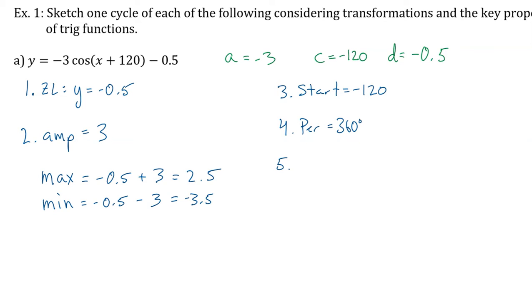When we have a shift, we're not going to end at 360. Our cycle length is still 360, but we're going to end somewhere else because I started somewhere else. So number 5 is the end, and it's the start plus the period. And -120 plus 360 is 240. Everybody good with that?